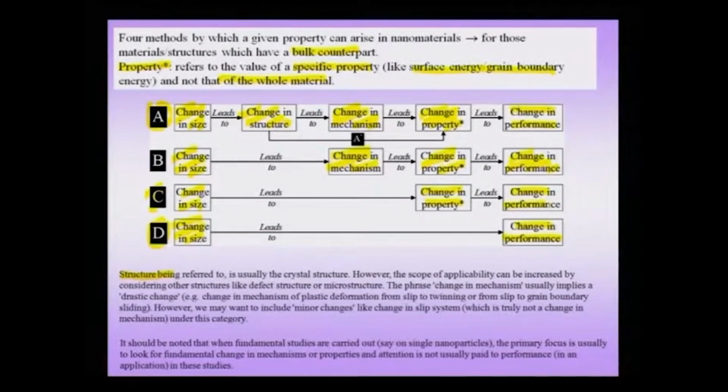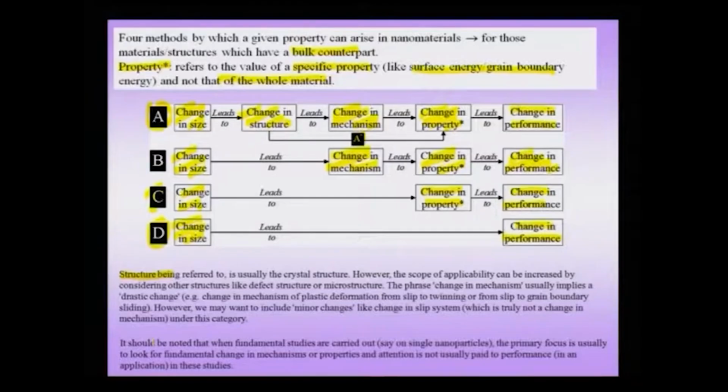So, to summarize this rather complicated looking table or flow chart, there are 4 possible scenarios with a sub scenario which has also been marked as A prime. In case A, the change in size leads to a change in structure, which leads to a change in mechanism, which can lead to a change in property, and finally a change in performance. The other end of the spectrum involves a change in size directly leading to a change in performance without any change in structure, mechanism or property. Intermediate between these two is a change in size leading to a change in mechanism, which leads to a change in property, and finally to a change in performance.